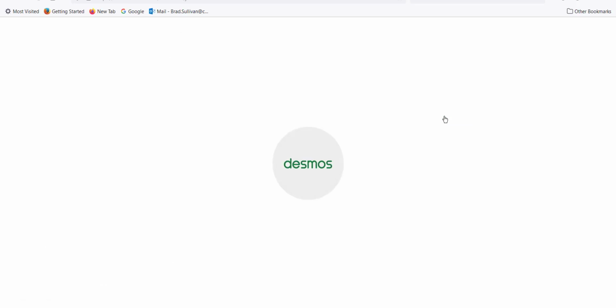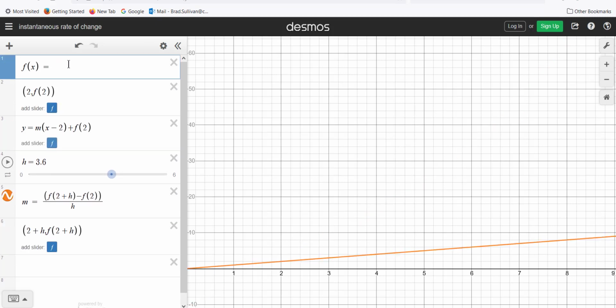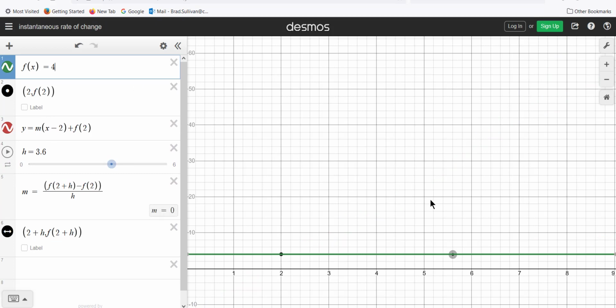And I also want to review instantaneous rate of change. Let me pull up this Desmos app real quick and show you how this works. I'm going to change this a little bit. Let's just say you have a constant function like 4. We're going to look at an instantaneous rate of change. We know the slope of the tangent line to a horizontal line is 0, and that's not going to change at all. No matter where I move these points, that average rate of change is always 0.